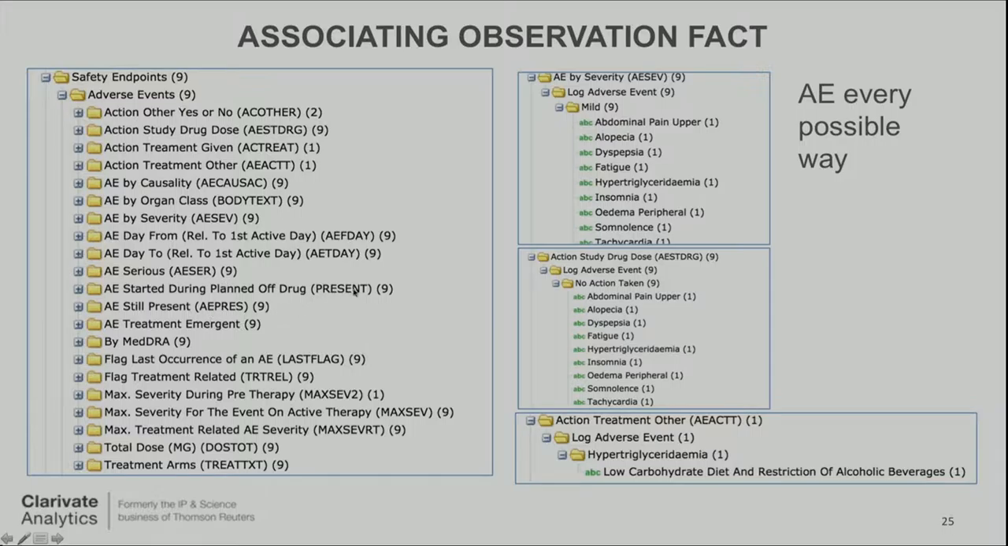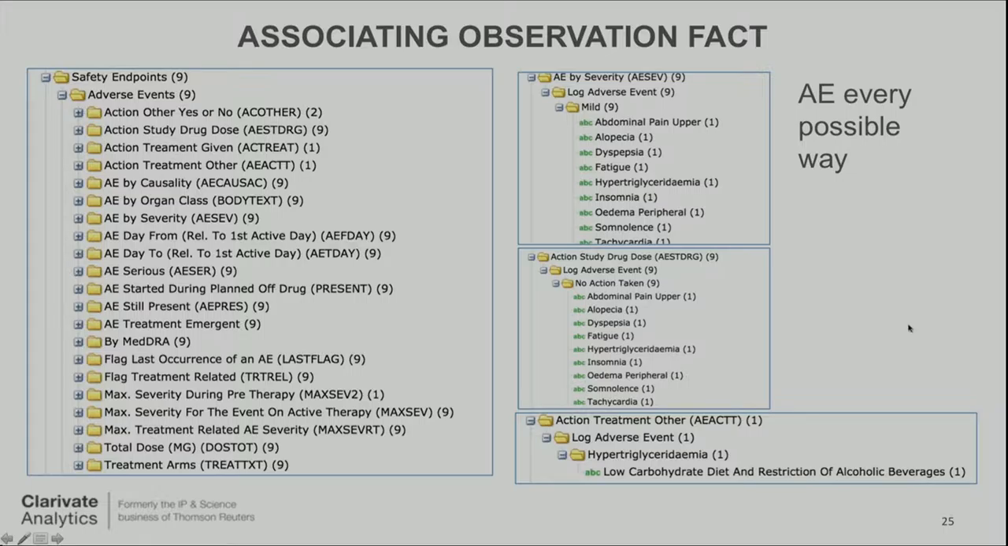So ideally, we would like to know how the data is going to be used and how our customers are going to run the different analysis. But as Alex mentioned, there are very many customers and they do different types of analysis. So the best we can do is to associate everything with everything as much as we can. So if we load adverse events many different ways, we have adverse events by causality, by organ class, by severity, by day from, day to, serious, treatment emergent, and so forth. Whatever qualifiers are available for the adverse events, we will try to use them in the category CD to connect them to the right adverse events.